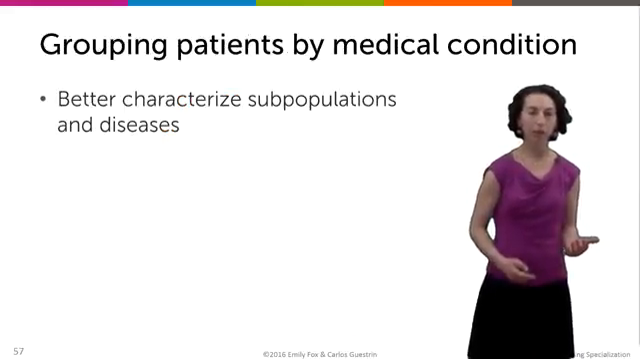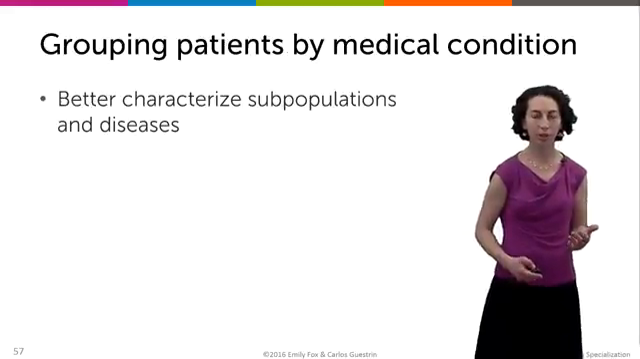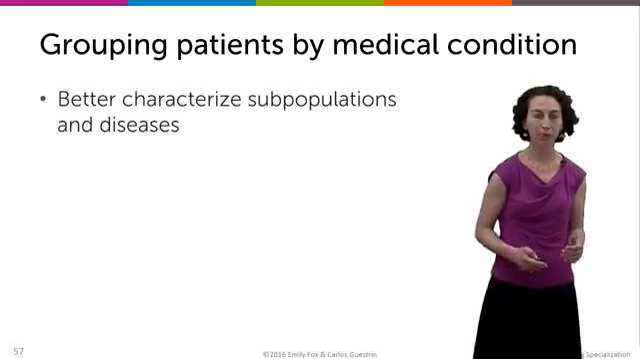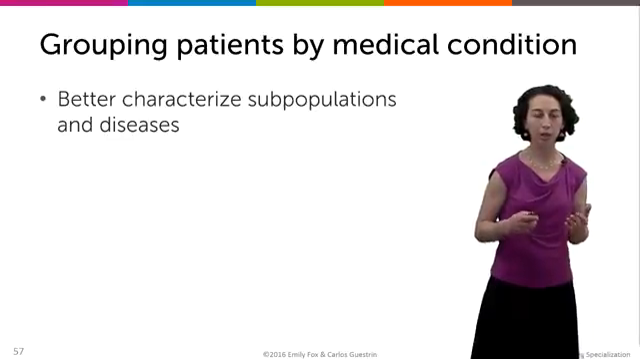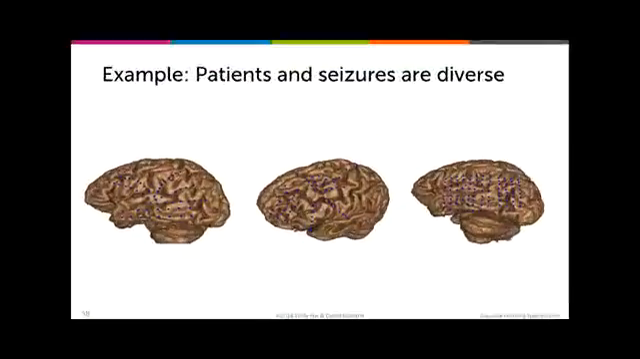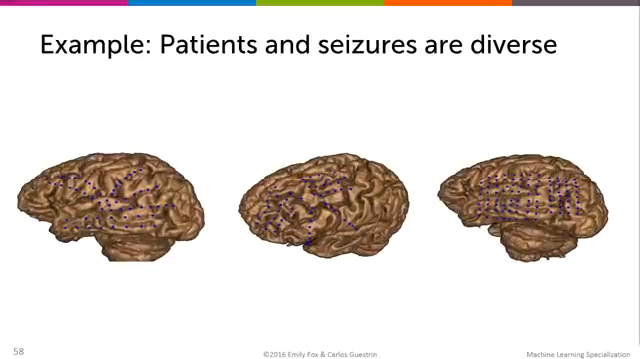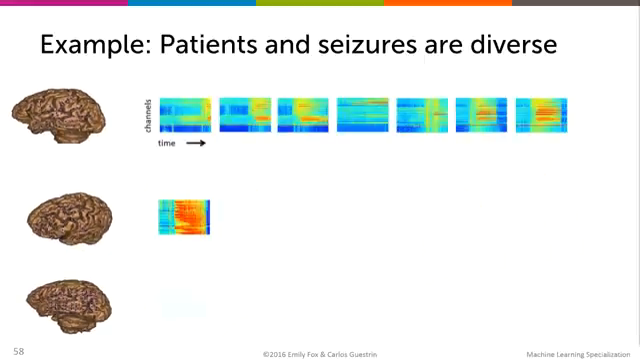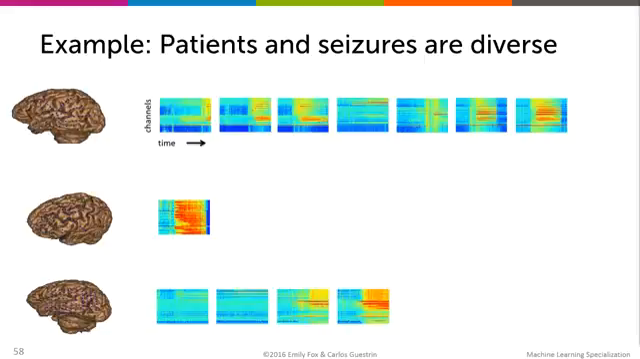We can also think about applying clustering in applications that are very different than just for the sake of retrieval. For example, maybe we can think about grouping patients based on exhibited medical conditions. If we can form this grouping, then we can do things like better study subpopulations as well as diseases. As an example of this, imagine we have intracranial EEG recordings from a set of patients. Here we're showing 3 different brains and some electrodes placed on these brains, and from each of these patients, we get a set of recordings of different seizure events.